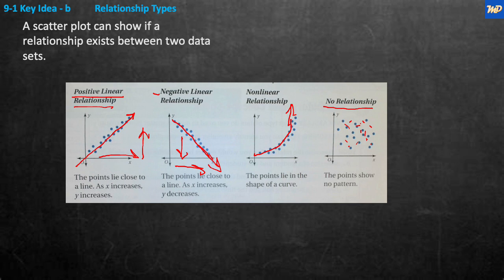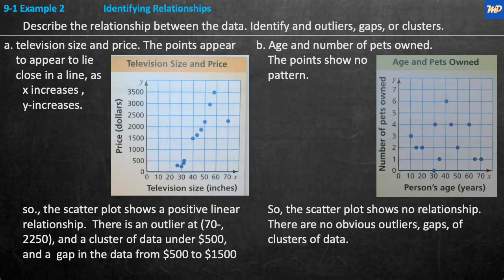Okay? So in example 2, identifying the relationships, here's problem A, television size and price. The points appear to lie close to a line. As X increases, Y increases. So the scatter plot shows a positive, see here it is, let's look at it, a positive linear relationship. Well, there's more to talk about here.